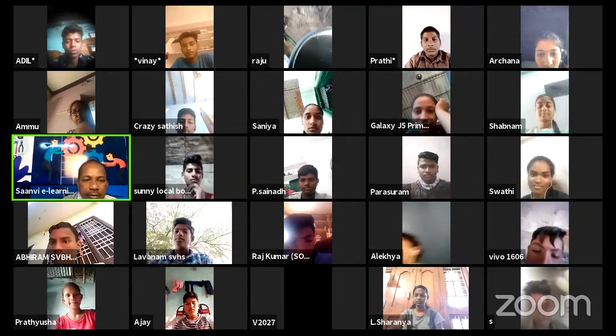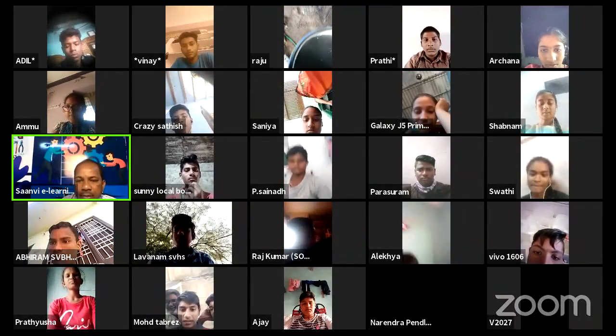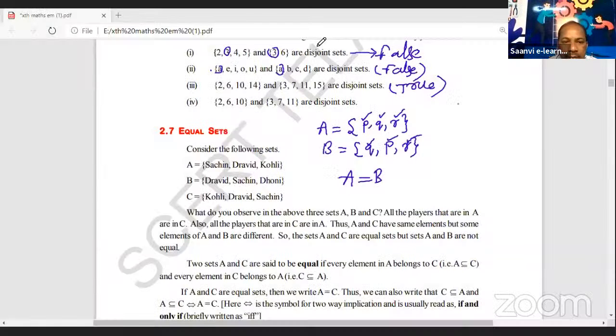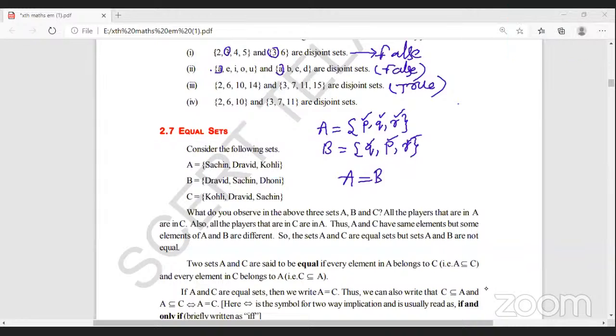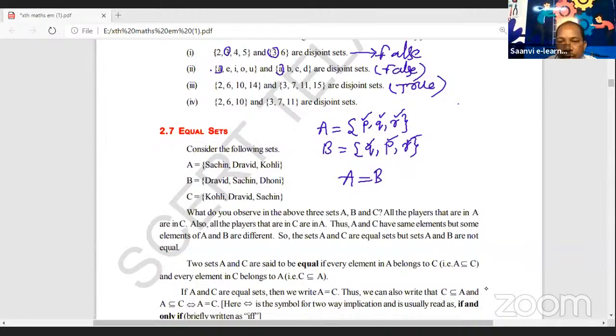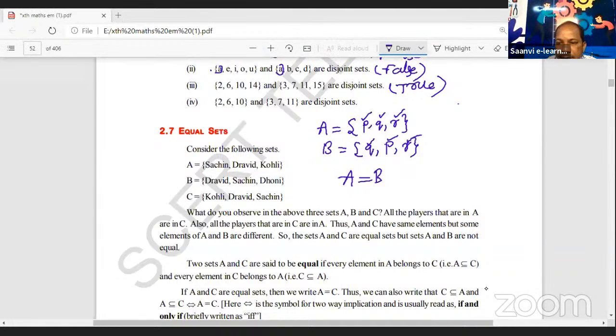So now we are discussing equal sets. Equal sets means if there are the same elements in the given two sets, they are called equal sets. For example, A is equal to the set {P, Q} and B is equal to the set {Q, P}. If we observe the elements in both sets, the same elements are there. So like this, if there are the same elements in the given two sets, they are called equal sets. So we write A = B.